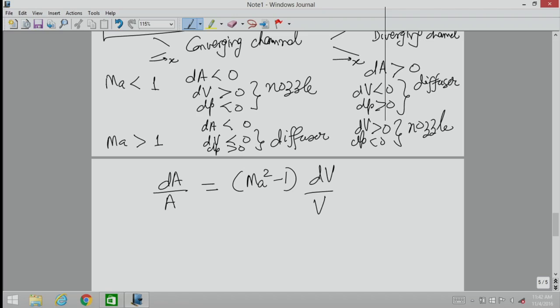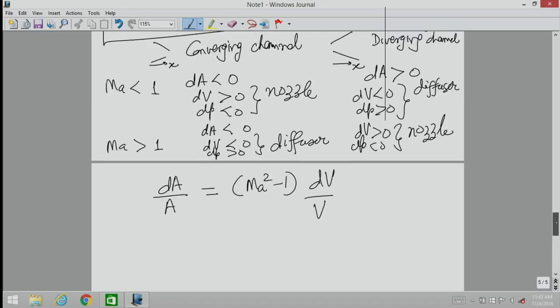Now, of course, the question which comes is that these things happen to be so. But what happens if the flow encounters both the things, a subsonic as well as a supersonic flow, in a channel? Can that happen? Now, what you realize is when Mach number equals 1, then dA upon A has to approach 0 if the flow has to be isentropic.